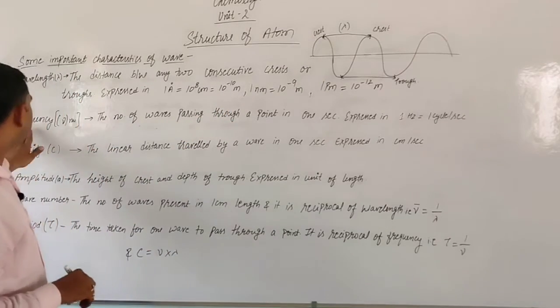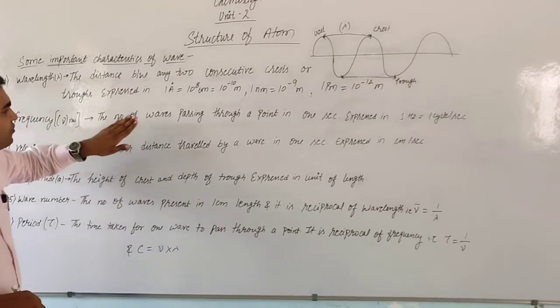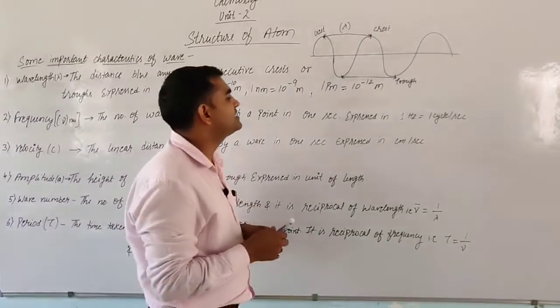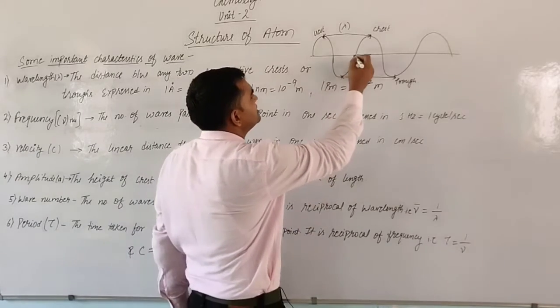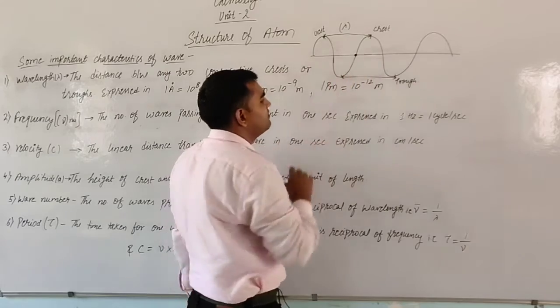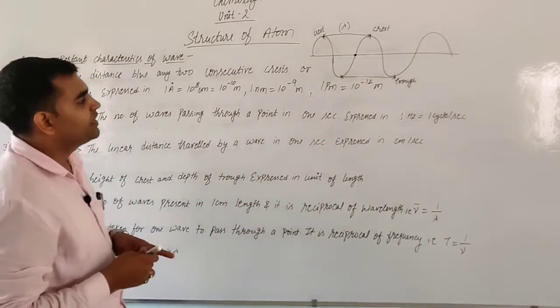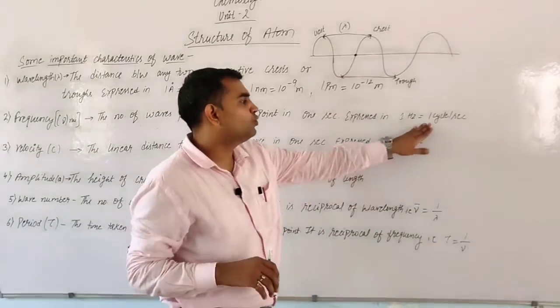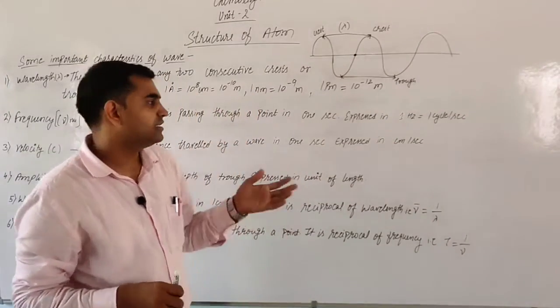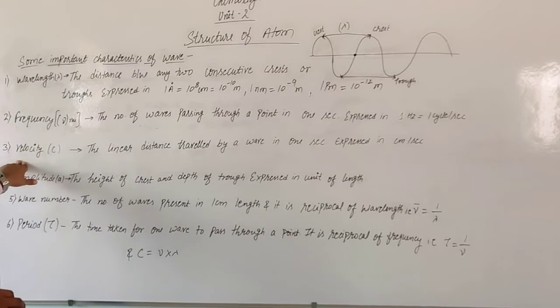The second is frequency. Frequency is denoted by nu. The number of waves passing through a point in 1 second is called frequency. That means, consider this is one point, the number of waves that pass through this point in 1 second is known as its frequency. And 1 hertz is equal to 1 cycle per second. This is one of the expressions used in numericals.